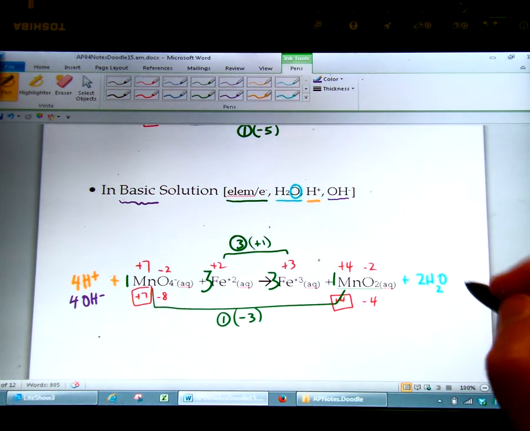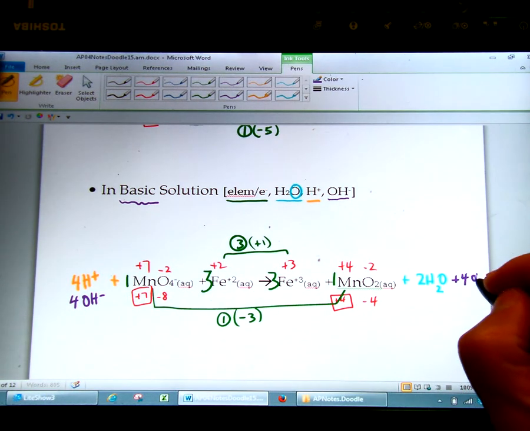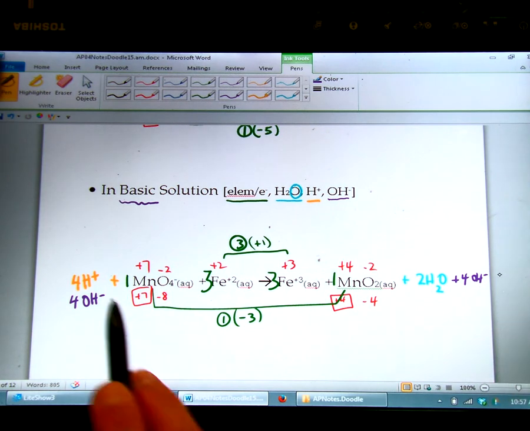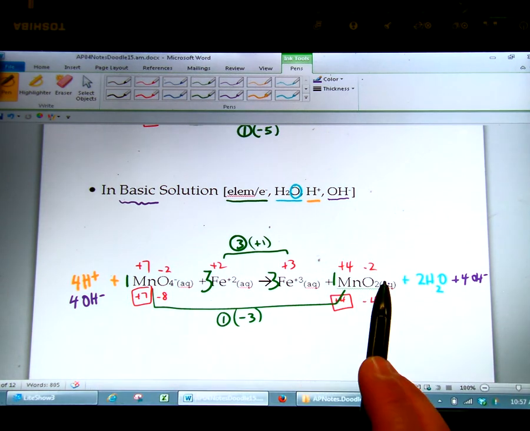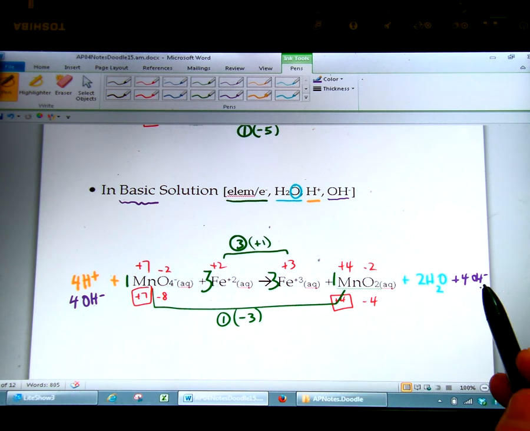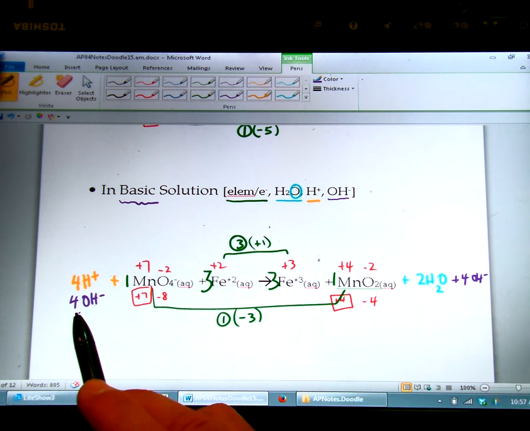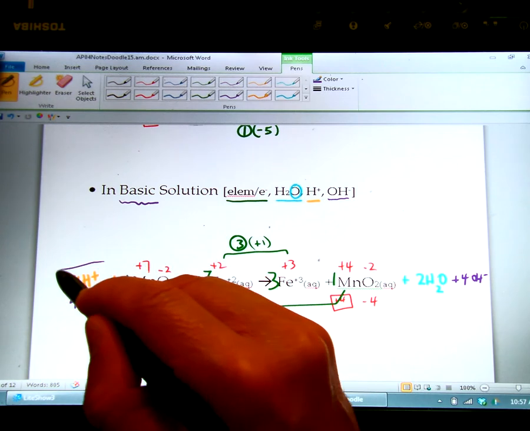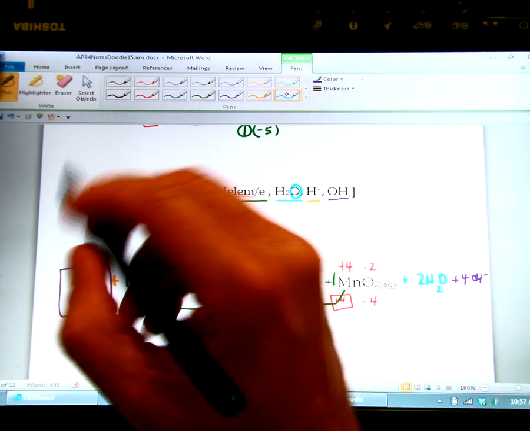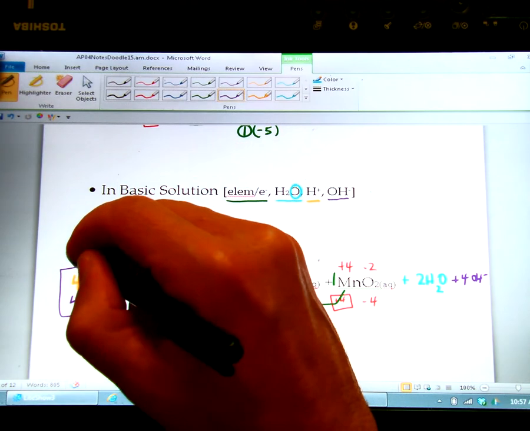But you have to do that to both sides, because before I wrote down the OH minus, everything was already balanced. The left side and the right side were totally right. So if I add 4 OH minuses on the left, I have to also add 4 OH minuses on the right to keep things even. Now when you look at this, you'll notice that these 4 H pluses and 4 OH minuses actually form 4 waters.